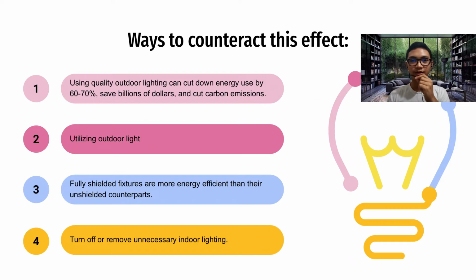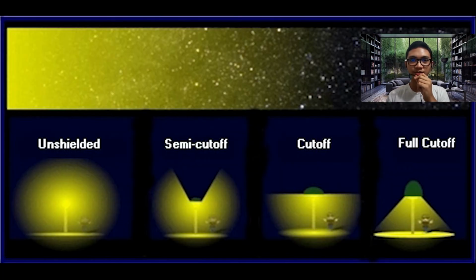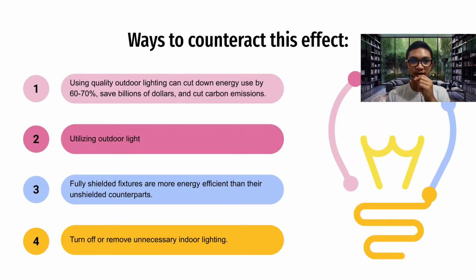There are, however, other ways to combat this wastage of energy. Some of these are using quality outdoor lights. This can save 60 to 70% of our energy and enormous amounts of money. Secondly, outdoor lighting should also be of the shielded type, so it would be focused to the areas where light is most needed. This would increase the efficiency of these street lamps dramatically compared to their unshielded counterparts. And lastly, we should do what's obvious and turn off or remove any unnecessary indoor lights.